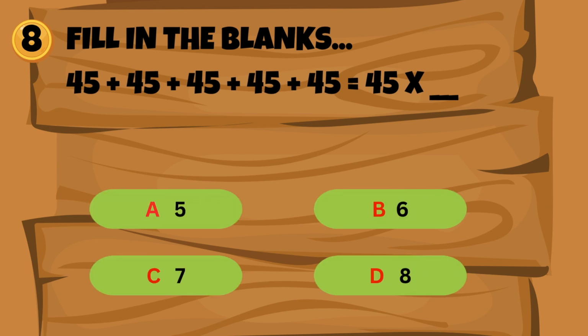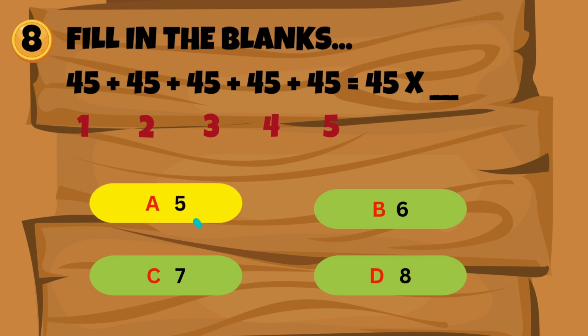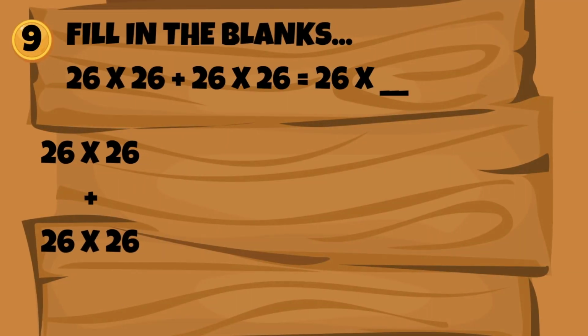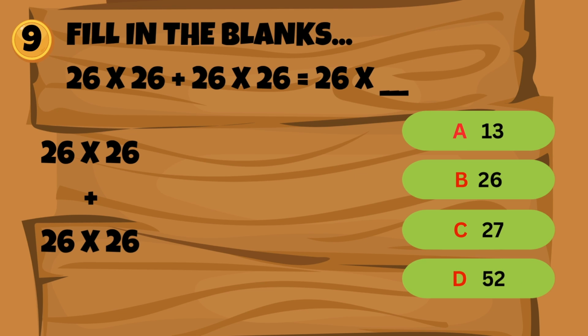How many 45s are there? So the answer is 5. Use the method from question 6 to solve this sum. Let's add the 26 up. 26 plus 26 equals 52. So the answer is 52.